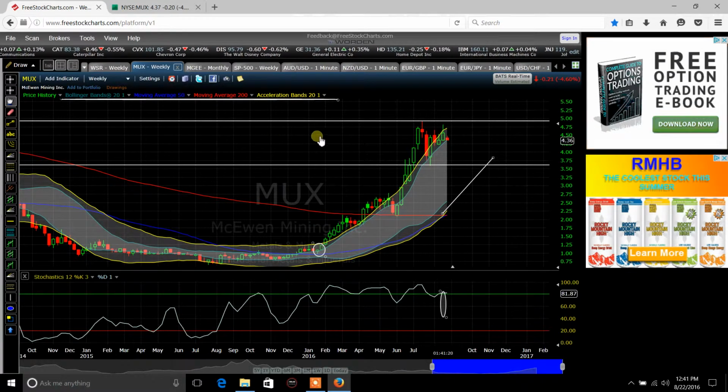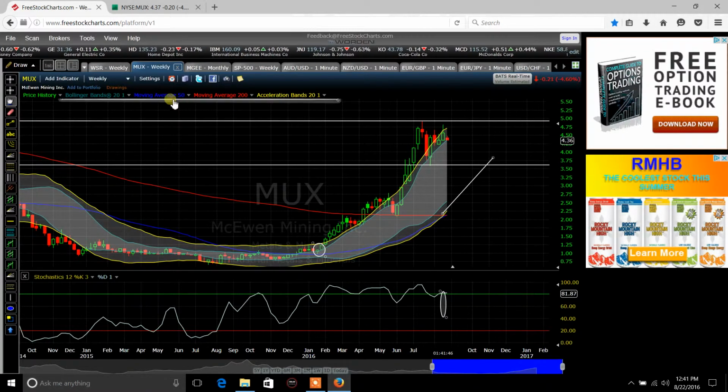Back over here, the yellow band, we're looking at McEwen Mining. The yellow band is your acceleration band, okay? Now, you'll notice that when the candlesticks or candle bars get outside that, you've got yourself a nice strong uptrend that's going, and you can obviously see that right here in this uptrend.